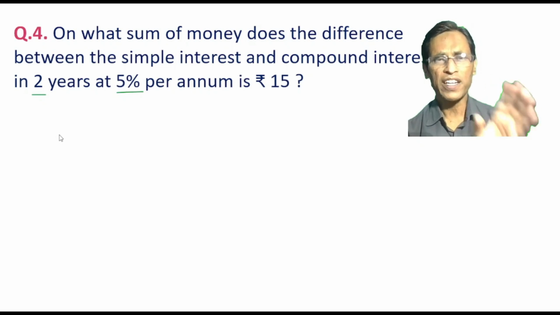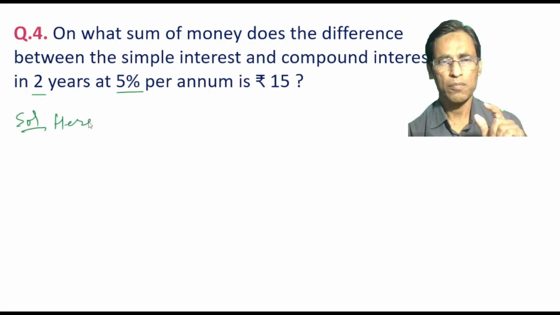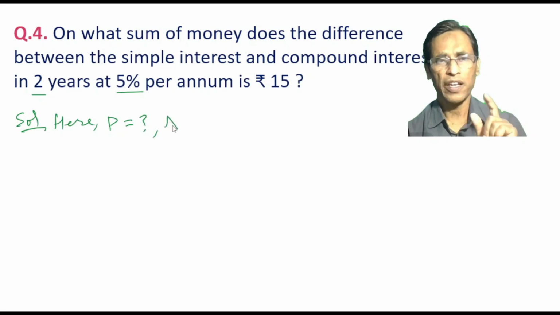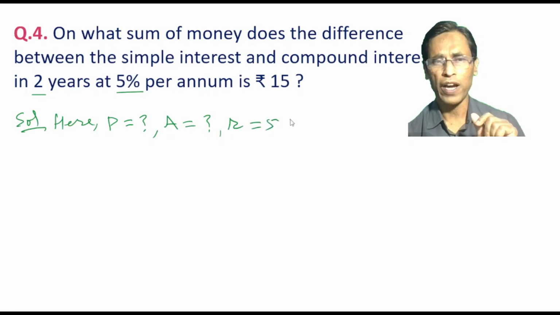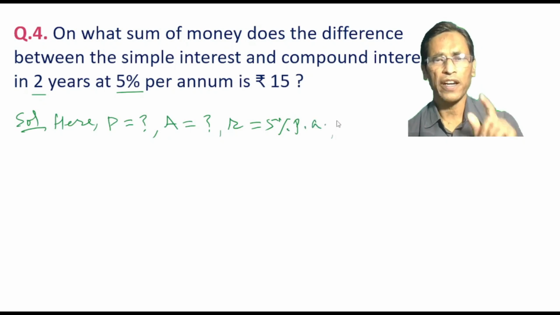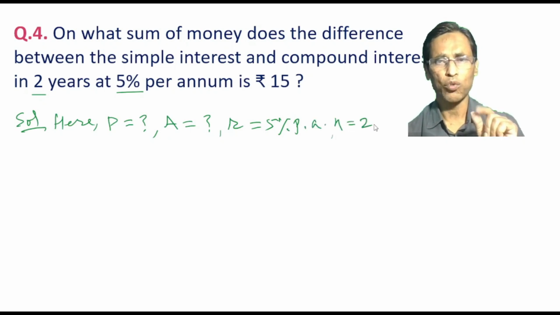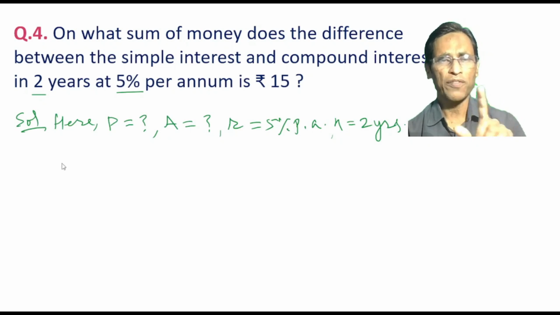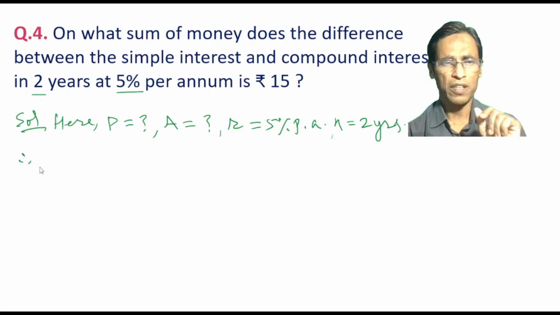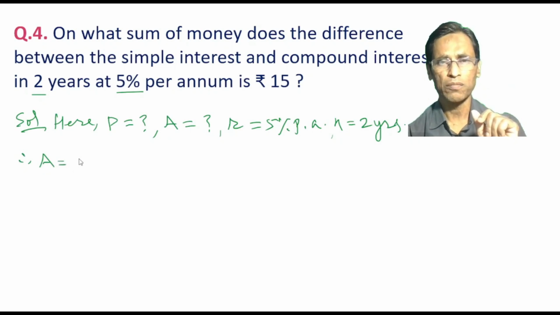So now we collect the information in the question which are available. Here P is unknown, A is unknown, rate of interest is known 5% per annum, and number of years means N, 2 years. Now we will use the formula for amount in which P is involved. Therefore, A equal to P times 1 plus R by 100 to the power N.